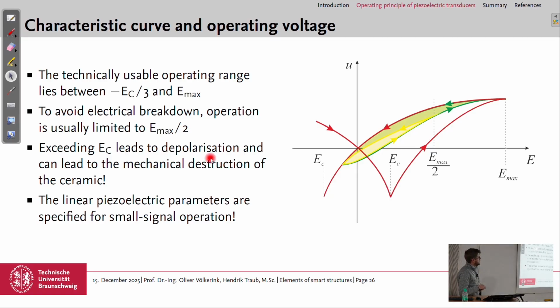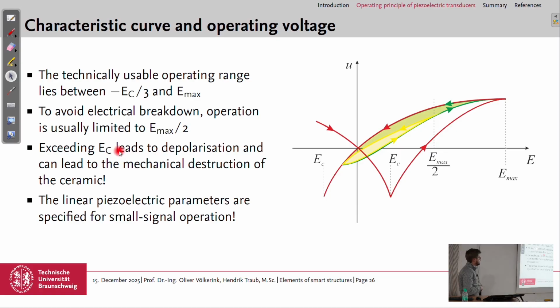So this is again a part of the butterfly curve, but now with the operating range we can use. Technically we can use it between minus 1/3 of the coercive field strength and Emax, so between this point and this point. But to avoid electrical breakdown during operation, we usually limit it to 50% of Emax, up to this point. So going up with the green and then coming up with the blue line would be the hysteresis we use technically.